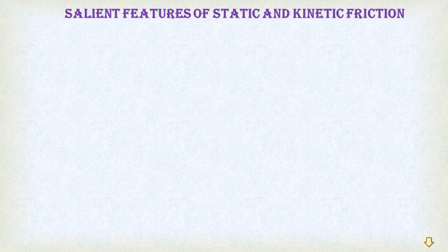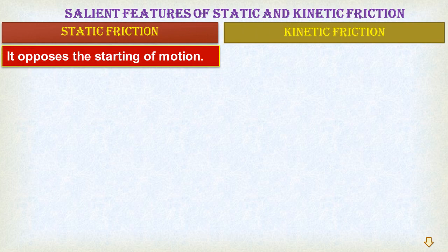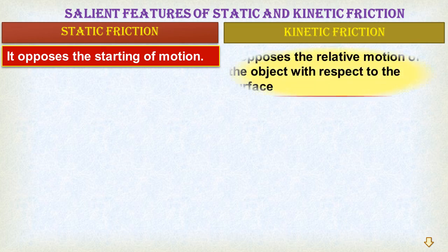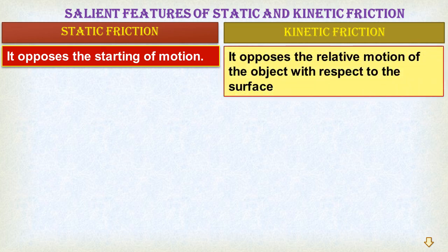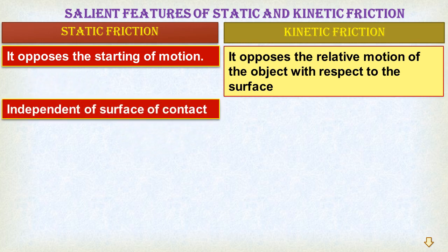Let's see what are the salient features of static and kinetic friction. Very important question, students, a 5-mark question. Static friction opposes the starting of a motion. Kinetic friction opposes the relative motion of the object with respect to the surface. Here, for kinetic friction, the surface is very important. That's why we have a regular checkup of our tires.